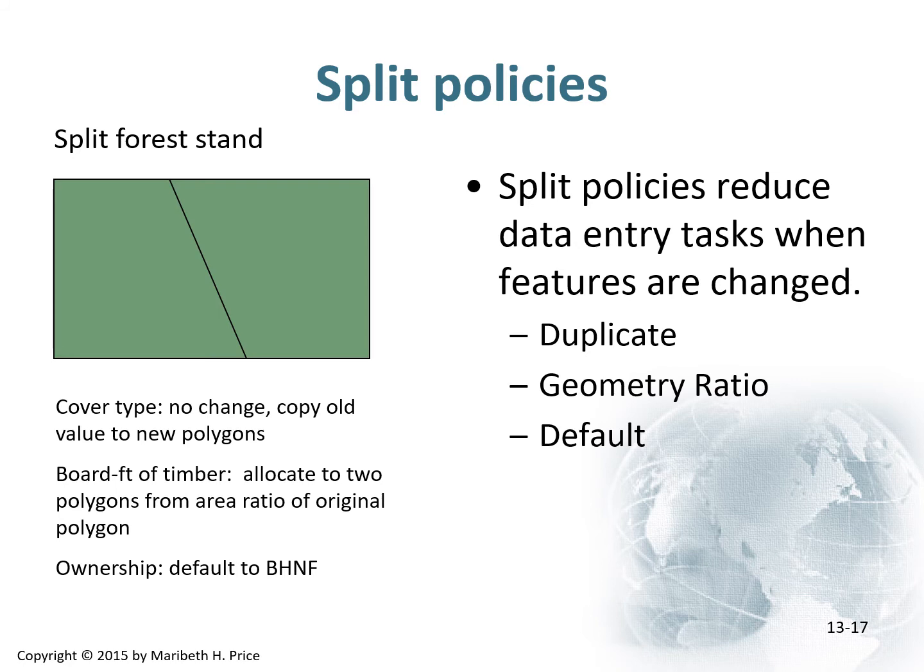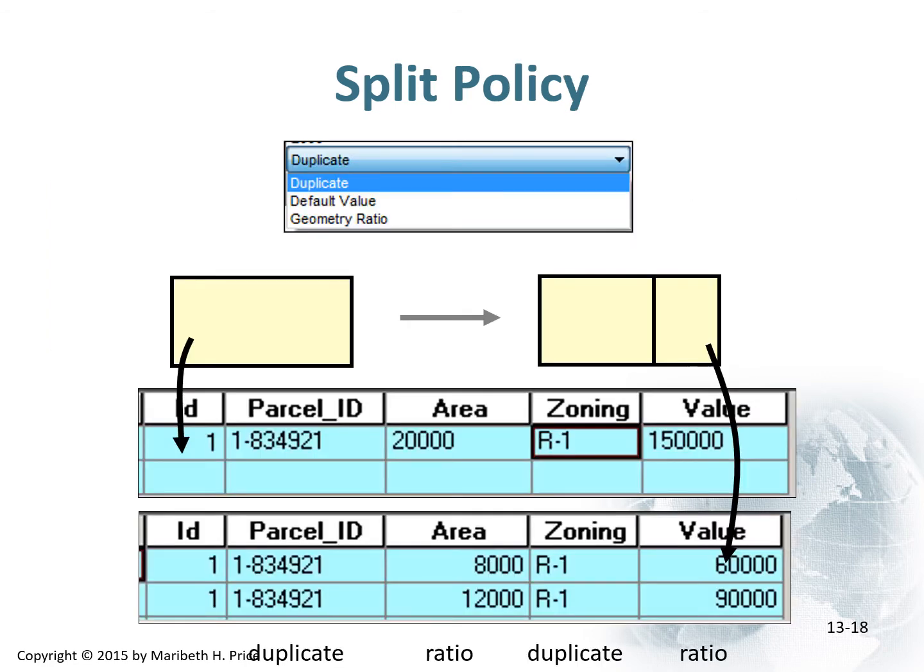Split policies are really good for preventing things like duplicates, geometric ratios, and you can also set up default stuff as well. And this is just an example, just like before, of how you take the one thing and you split it up, and you can see how the value is divided out, the zoning carries over, the area is divided up, the parcel ID stays the same, but now it's in two parts, becoming a multi-part feature.